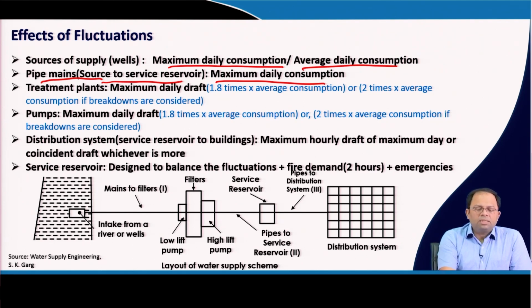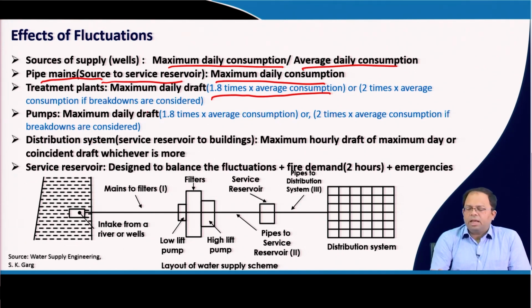For treatment plants, maximum daily draft, either we can take 1.8, that is maximum daily consumption is 1.8 times the average consumption, or we can take a little bit higher, because sometimes there is breakdown in the plants. So, we take a safety factor and we take around 2 times the average consumption if breakdowns are considered. Similarly for pumps, we take around 1.8 times the average consumption, or 2 times if breakdown is considered.